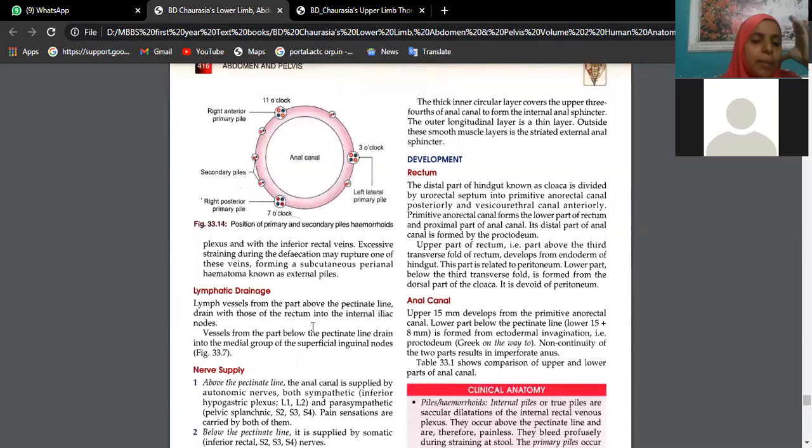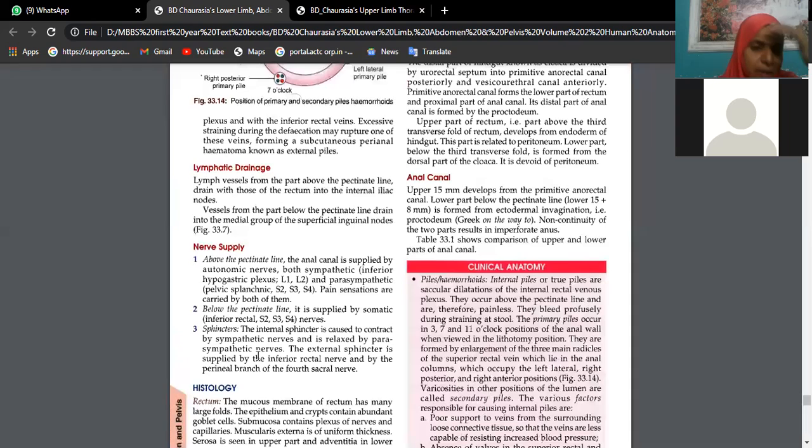Okay. Now coming to lymphatic drainage, nearby lymph nodes are internal iliac nodes. Finally, they will drain into the inguinal group of lymph nodes, superficial inguinal.